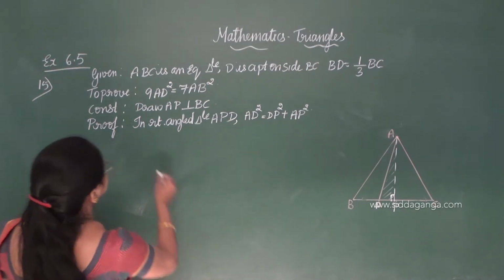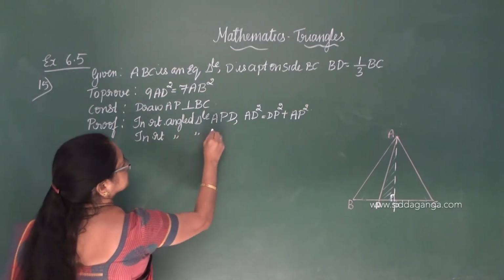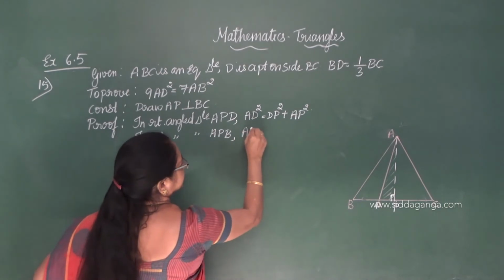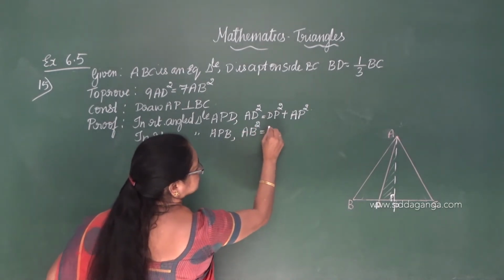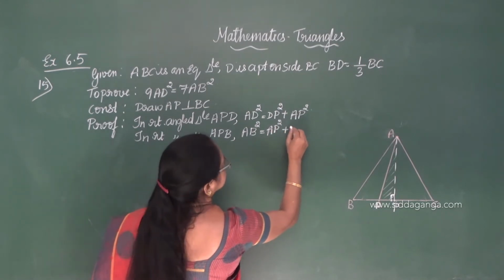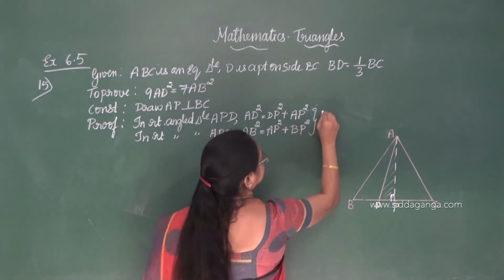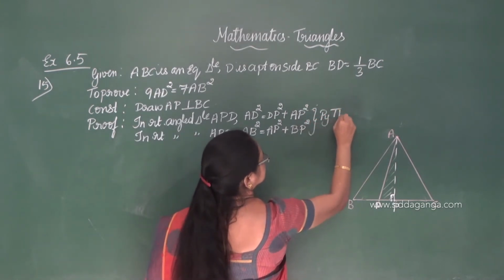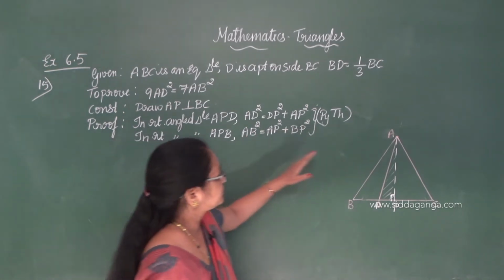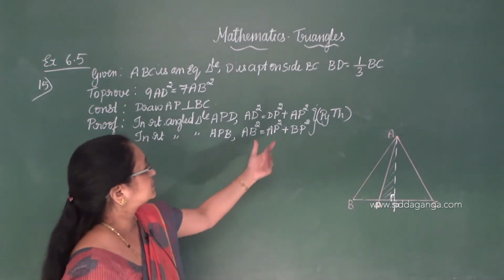Then next, APB, in right angle triangle APB, AB square is equal to AP square plus BP square. So both I have applied Pythagoras theorem. Understood? So by Pythagoras theorem, AB square is equal to AP square plus BP square.